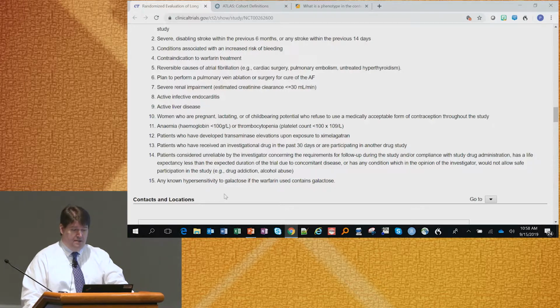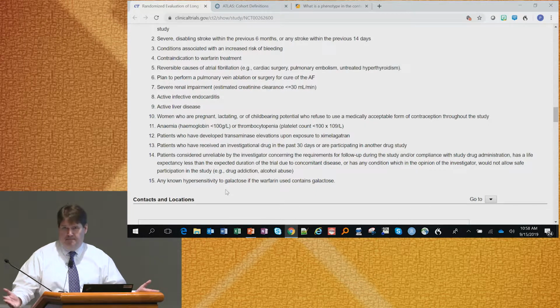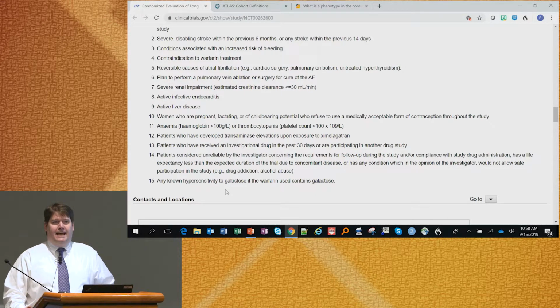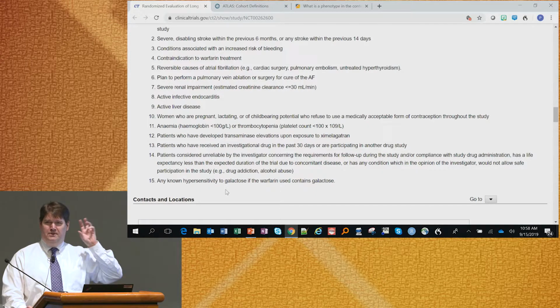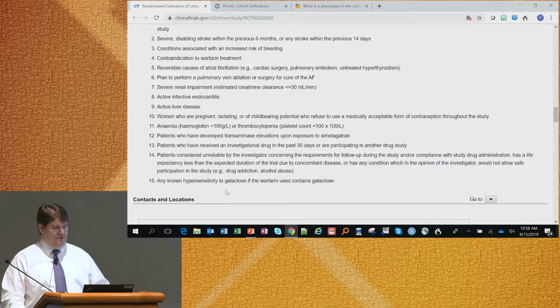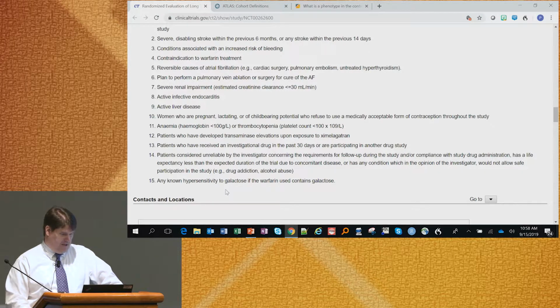So number 14 here says patients considered unreliable by the investigator concerning the requirements, and so on. Okay, we can't make that type of judgment. All these other things, all the observable things we can use to find them unfit for purpose, but the judgment of an investigator, we can't model that, so out. And then hypersensitivity to galactose, if the warfarin used contains that, we can potentially find that in observed data as well.